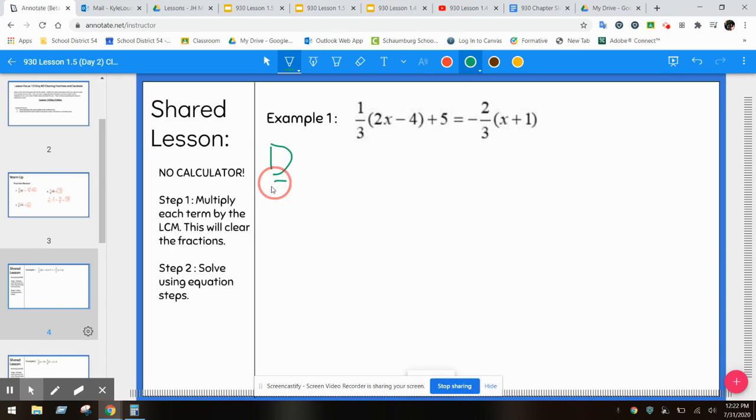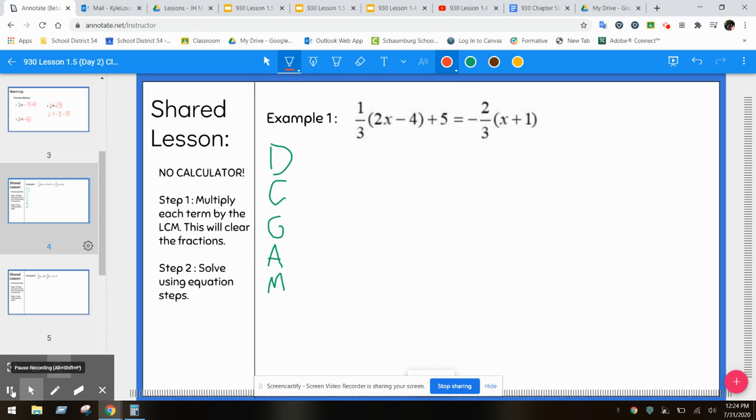So I'm going to write out my steps, D, C, G, A, M. Now you might notice today that we are going to have to repeat the distribution step. Now that I know I might have to distribute multiple times, what is my common denominator? Well, I only have 2 denominators in this: the 3 here and the 3 here. Those are the only 2 numbers I have to look at when determining my common denominator. Since they're already the same, I know exactly what my common denominator is.